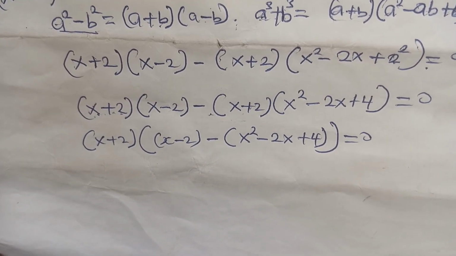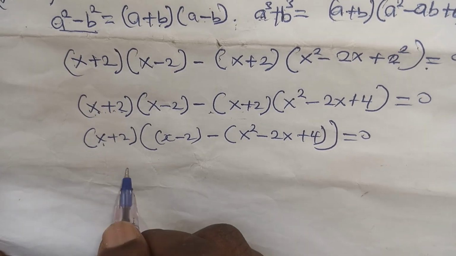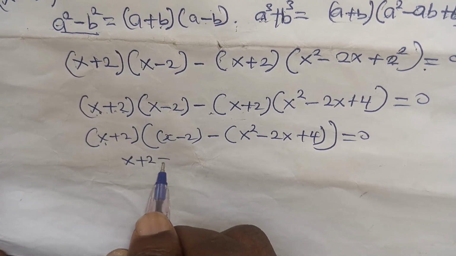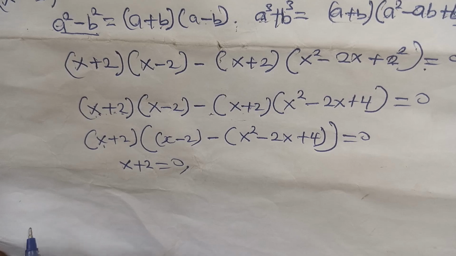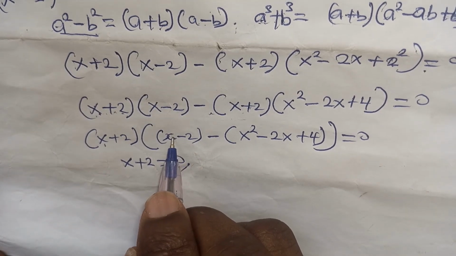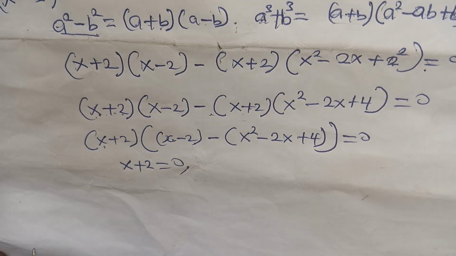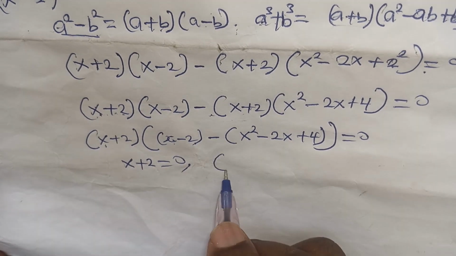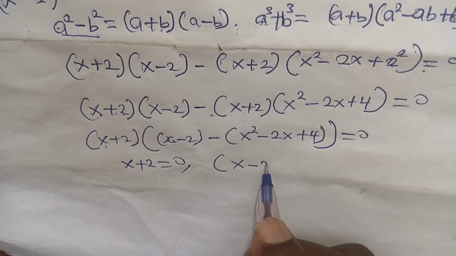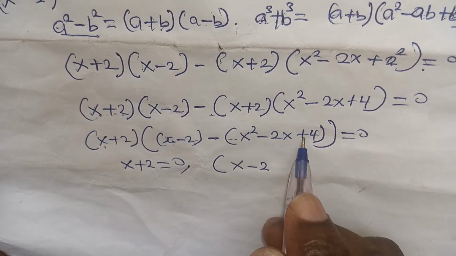This we can equate to 0, so we can have x plus 2 equals 0. Then we are having this: if you open this bracket, we have x minus 2. So open this bracket with the negative sign.